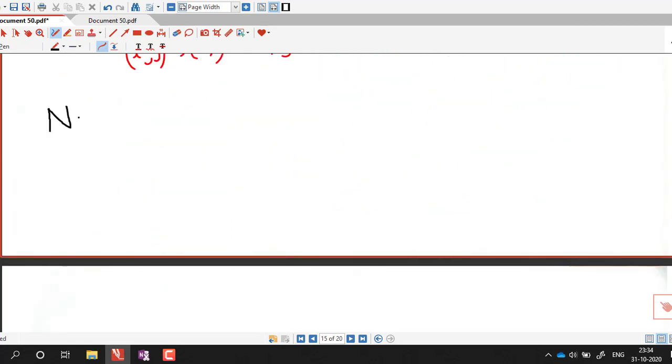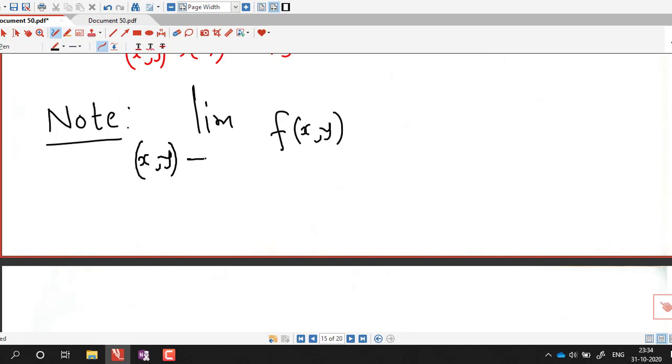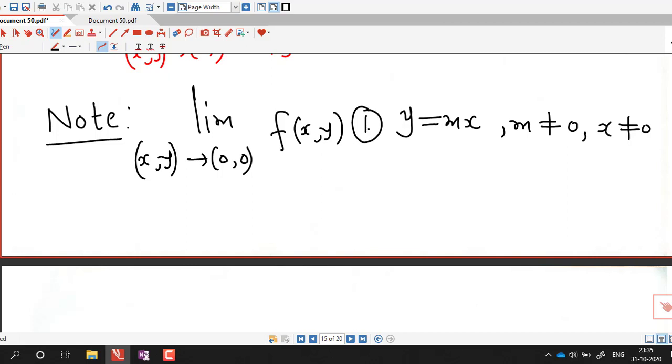But now onwards we remember this note. To check the limit of f(x, y) as (x, y) tends to the origin, we will check the limit along different paths. First we will put y equal to mx, m non-zero, x non-zero. So these are the different paths which we will follow. First we will check the limit along straight lines passing through the origin. If the answer depends on m, then the limit does not exist.